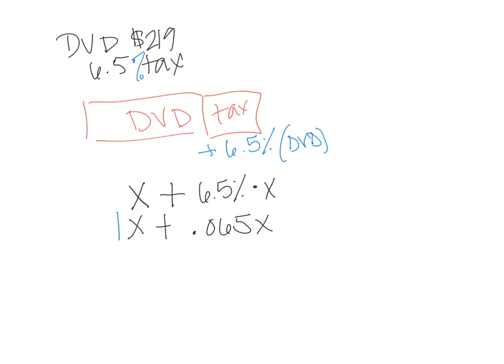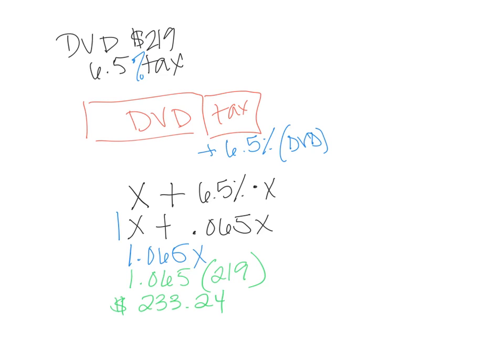And remember, I can add these guys together. I have 1X plus 0.065X gives me 1.065X. And now I can say, okay, I'm taking my 1.065 and I'm multiplying it by that cost of that DVD player. And when I do that, I end up with $233.24. And that's how much I'm going to end up paying at the store because I have to buy the DVD player and then I have to pay tax on the DVD player.